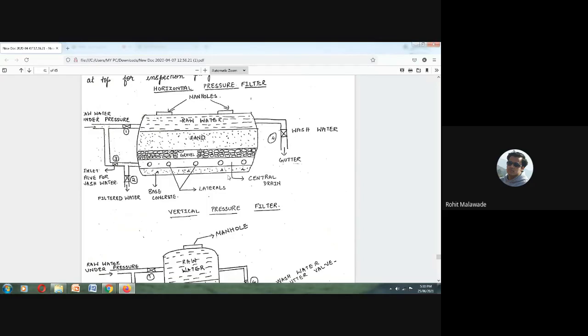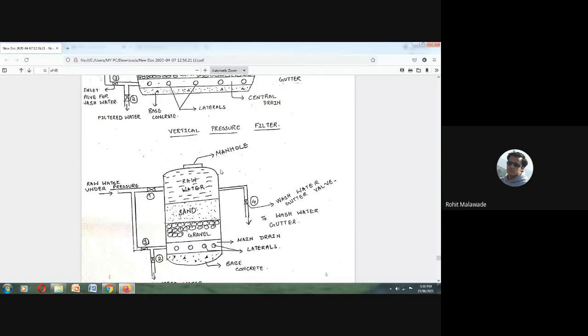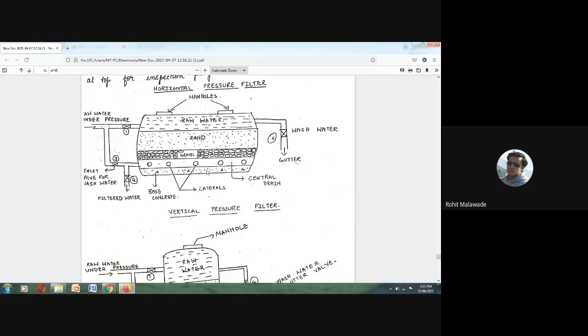Now, how are we going to clean by back washing? Can anybody give me an idea how we are going to have the back washing here? Yes. Can anybody tell me how we are going to have back washing? By looking at the diagram, can anybody tell me how we are going to have the back washing?